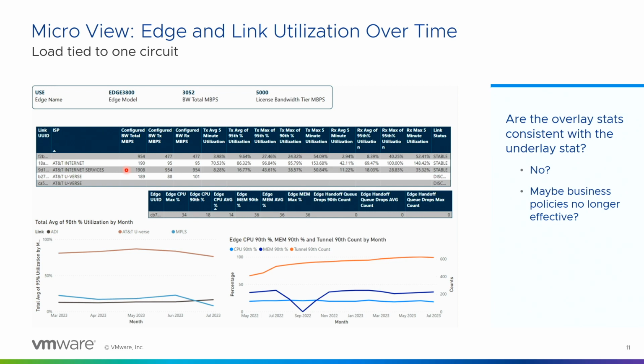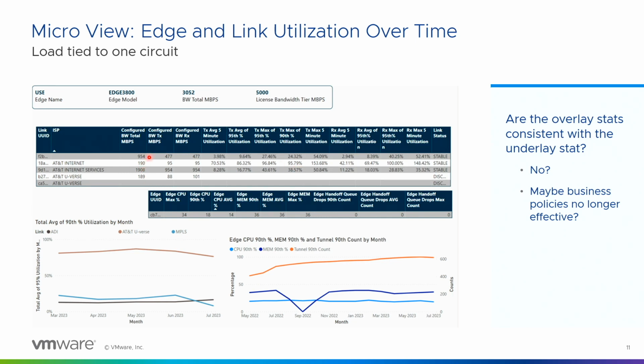All right. On the other hand, here's another edge we can look at. This site shows a few different issues that I want to call attention to. As we see in the second link, the maximum utilization is over 100%. This shouldn't be possible. This likely means that the speed of the link is not appropriately configured. Maybe the link speed was increased at some point and the configuration was never changed.